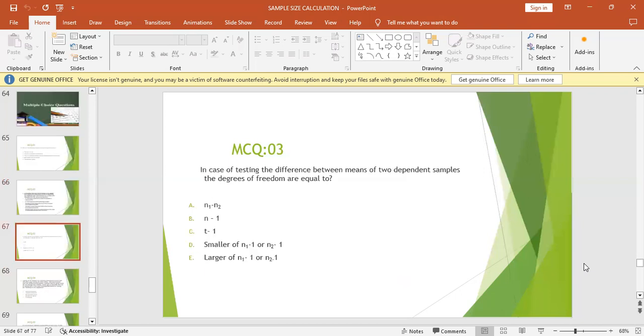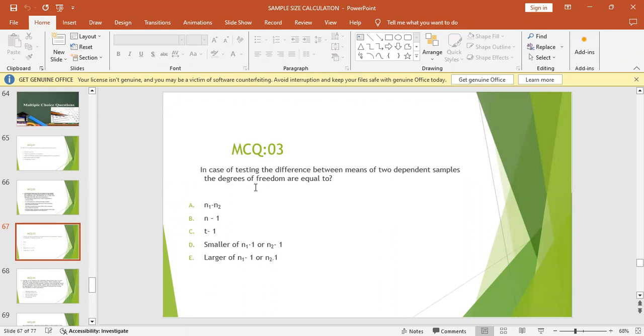Third MCQ: In case of testing the difference between means of two dependent samples, the degrees of freedom are equal to which of the following? We can calculate the degrees of freedom by n1 minus n2, the total sample in one sample minus the second sample, or n minus 1, or the smaller of n1 minus 1 or n2 minus 1, or the larger of n1 minus 1 or n2 minus 1.